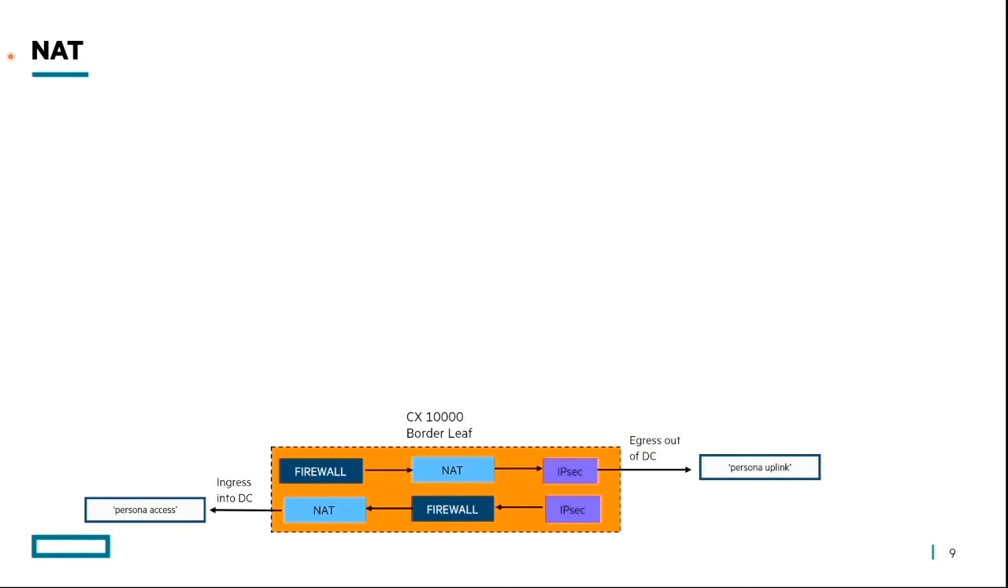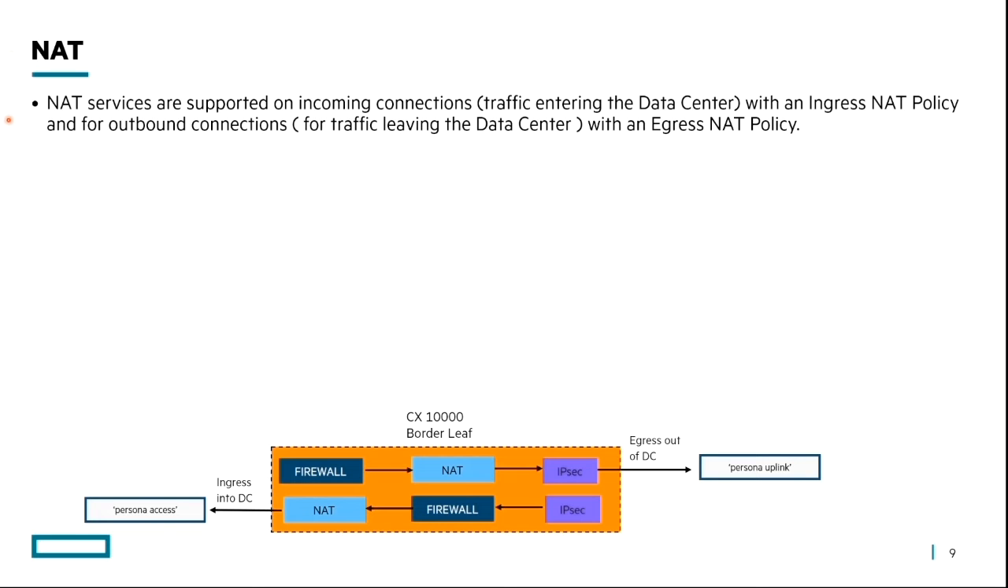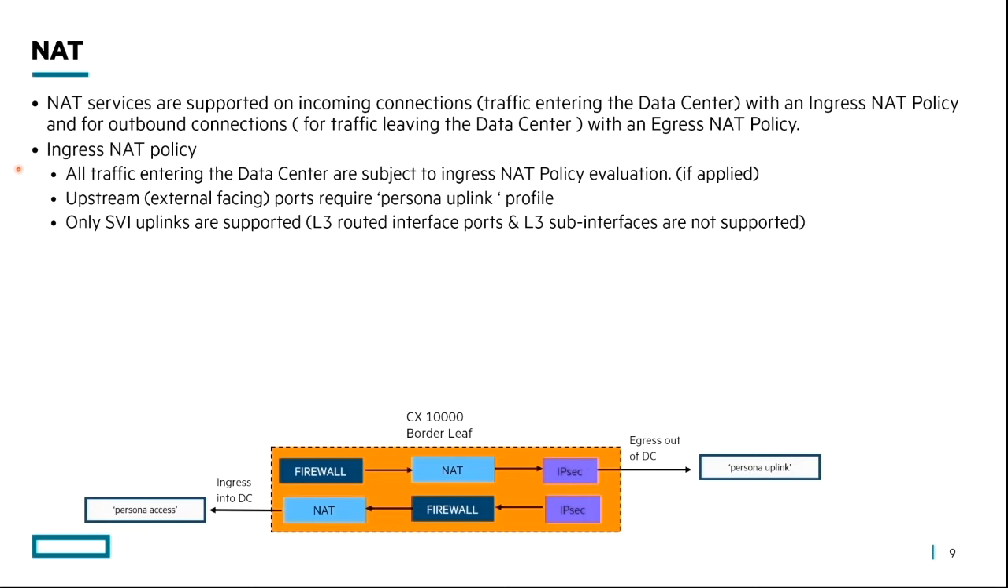So let's take a look at the NAT services in more detail. NAT services are supported on incoming connections, that's traffic entering the data center, with an ingress NAT policy, and for outbound connections, that's traffic leaving the data center, with an egress NAT policy. For the ingress NAT policy, all traffic entering the data center is subject to an ingress NAT policy evaluation on the assumption that a NAT policy is applied. And the upstream external facing ports require, as I mentioned earlier, the persona uplink profile.